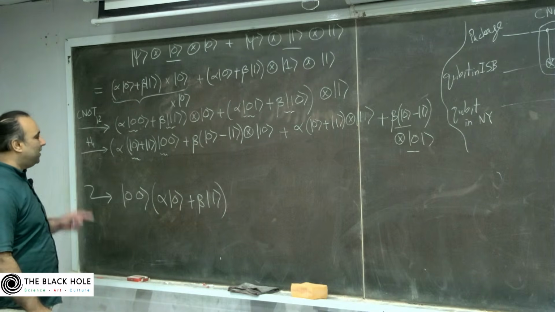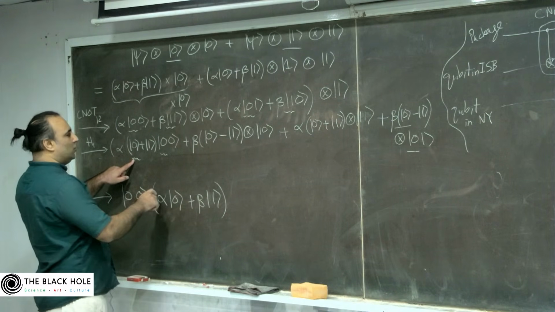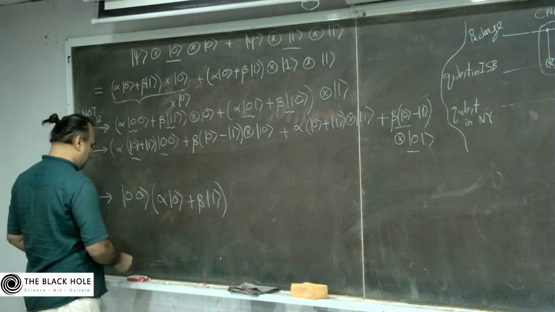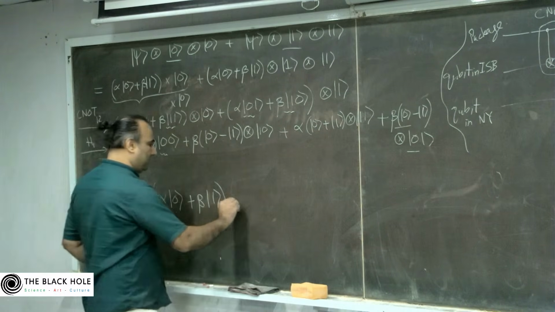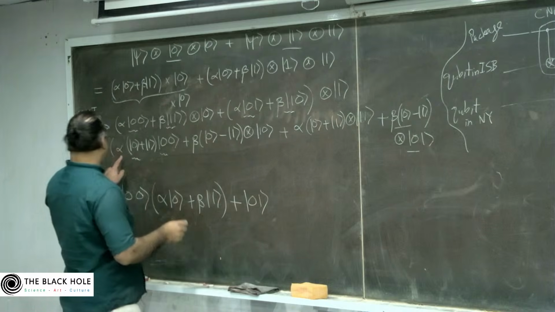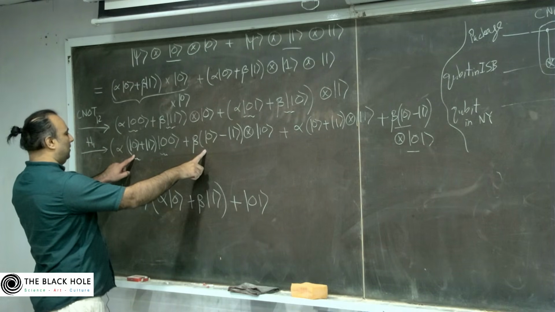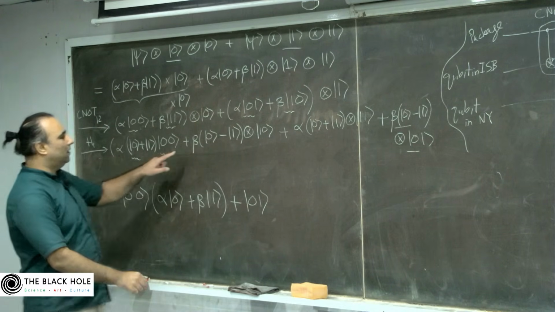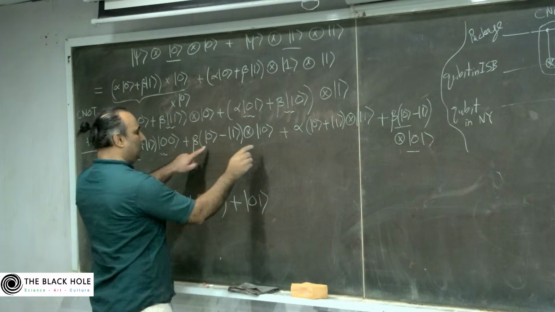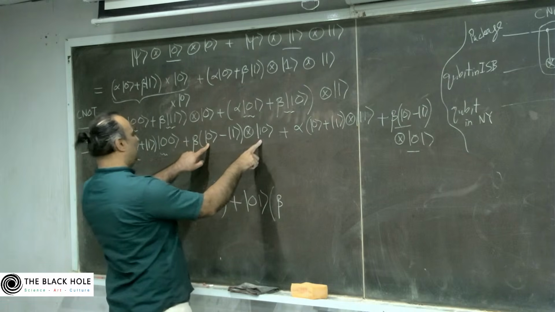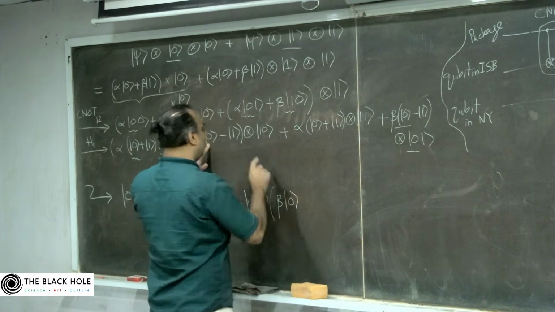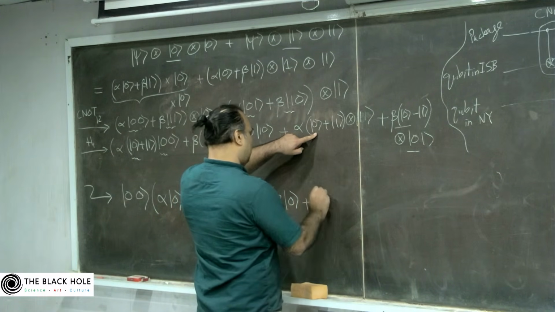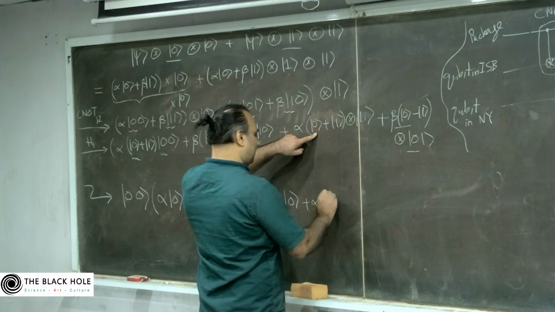That's one thing. Similarly, let's do 0 and 1. 01 is here: this is 0, this is 1. So it's beta, this 01, and then the third qubit is in state 0, and then 01 here, plus alpha 1, this is 1.